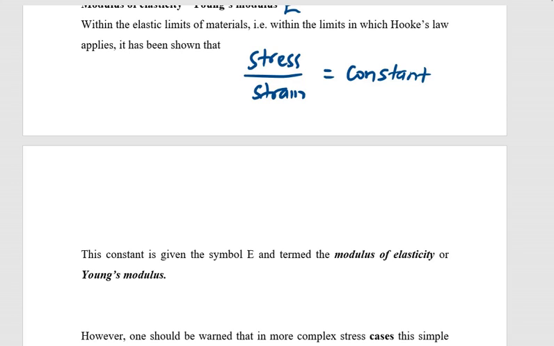Therefore, in that region, stress over strain is not a constant. But within the limits of proportionality, stress over strain is equal to a constant as long as Hooke's law is applied or is valid within that region.